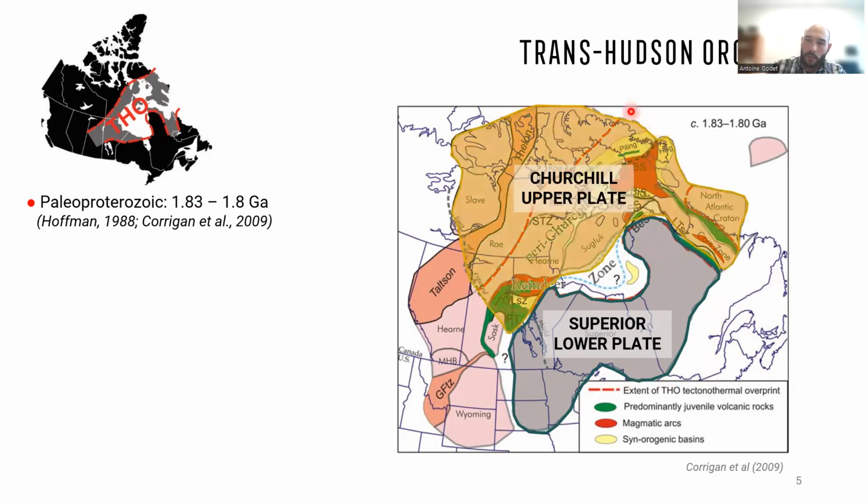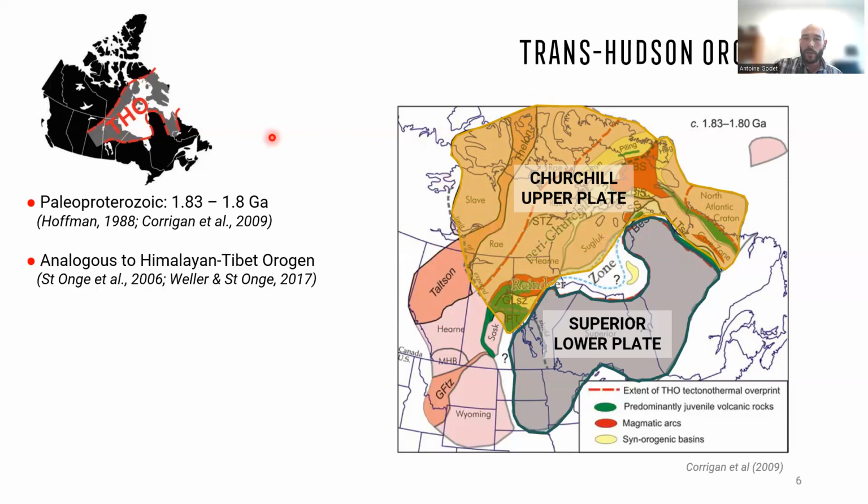And then we have the Churchill upper plate, that is basically composed of an amalgamation of different cratonic blocks that were juxtaposed together, and then that finally collided during the final collision with the Superior craton. Again, estimated at 1.83, 1.80 billion.